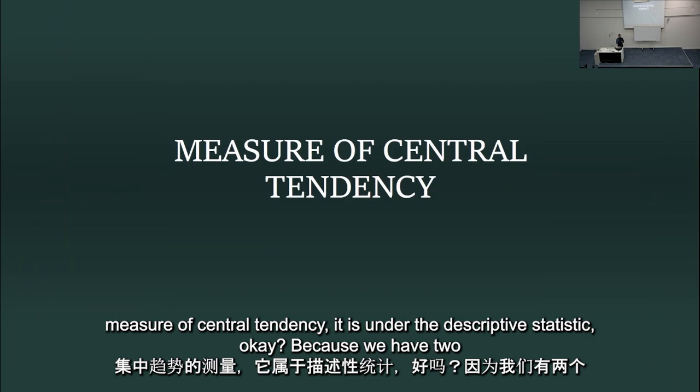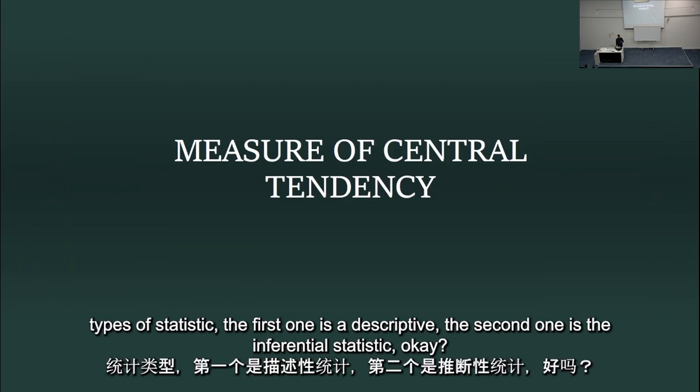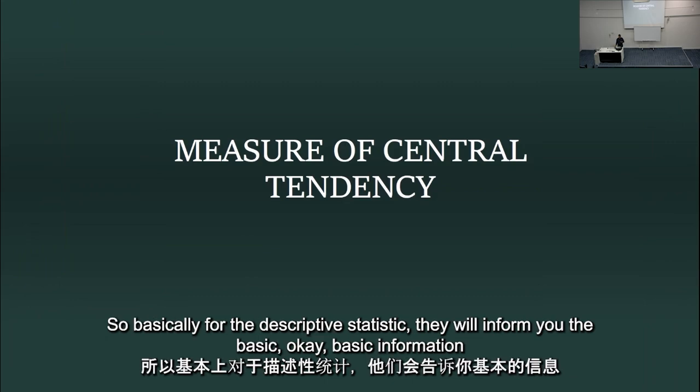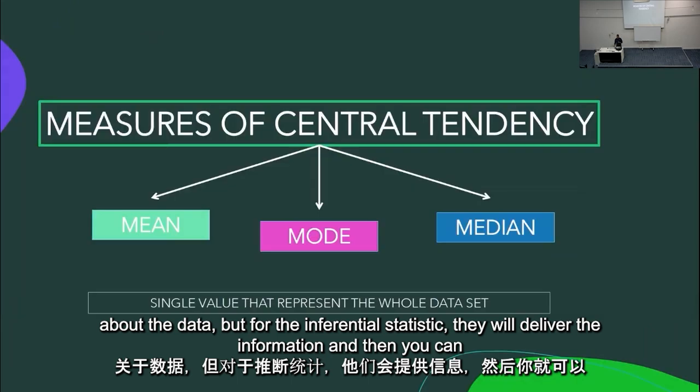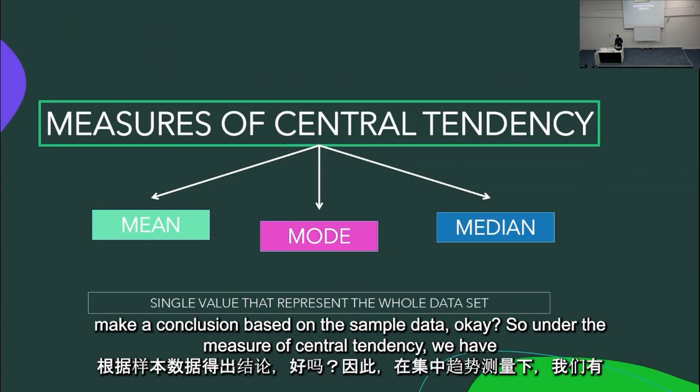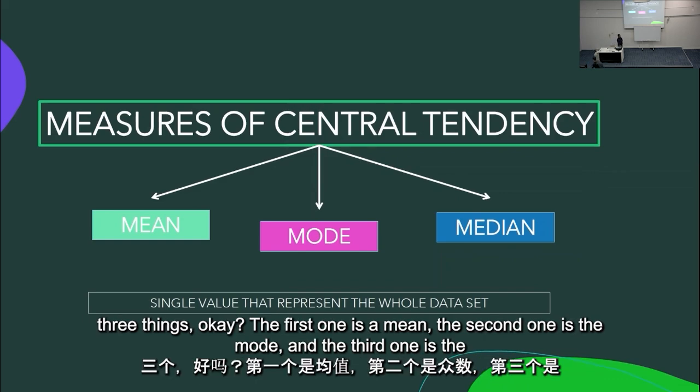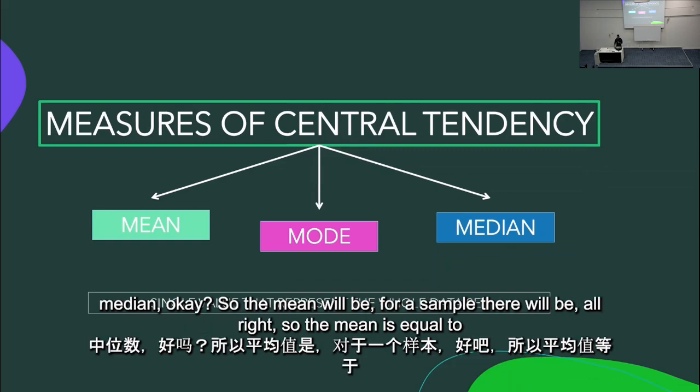The measure of central tendency is under descriptive statistics, because we have two types of statistics: the first is descriptive, the second is inferential statistics. Descriptive statistics will inform you of the basic information about the data. But inferential statistics will deliver information so that you can make a conclusion based on the sample data. Under the measure of central tendency we have the mean, the mode, and the median.